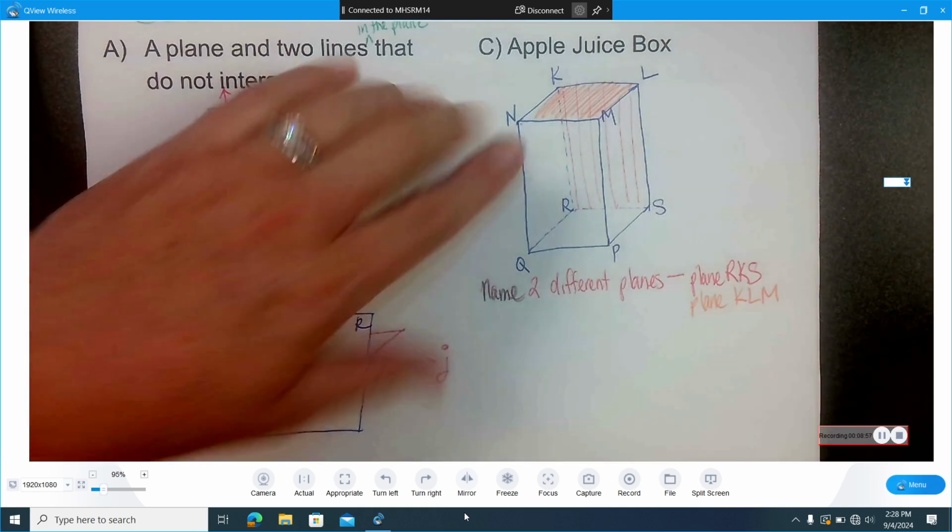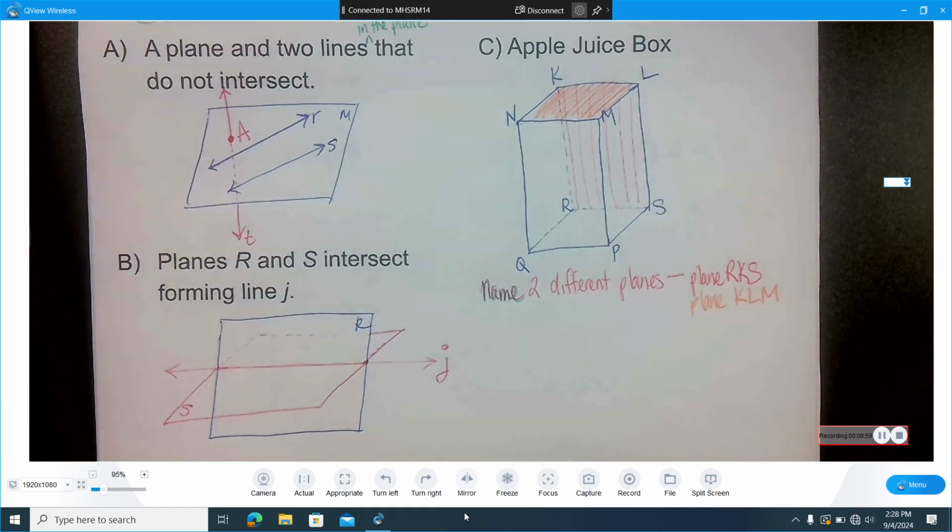How many planes make up our apple juice box? Six is the answer. We've got the top and the bottom, and then the four sides. All right, very, very good.